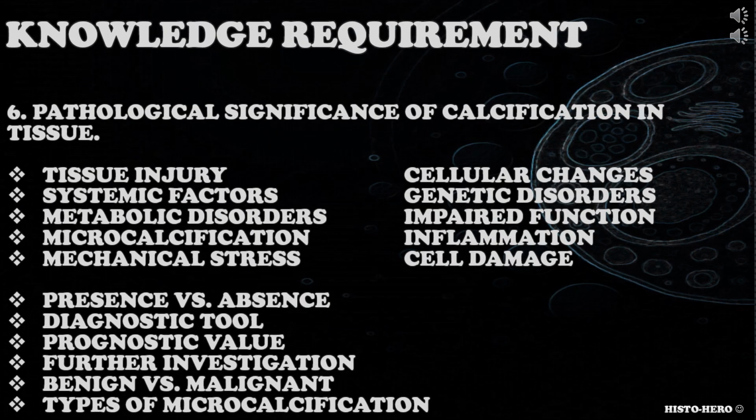The sixth knowledge requirement is pathological significance of calcification in tissue. Candidate needs to have the knowledge and understanding about the pathological significance of calcium in tissue. You could ask the candidate to explain what is pathological calcification in tissue, to name causes of pathological calcification, what can pathological calcification lead to, what the clinical significance of microcalcification in tissue is and what types of microcalcification there are.